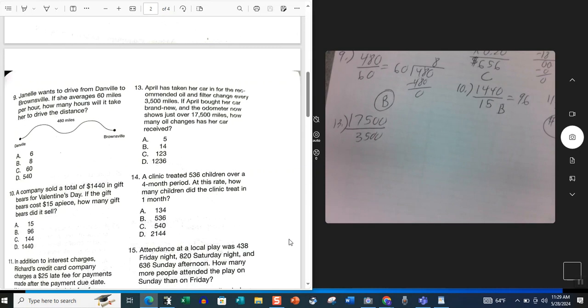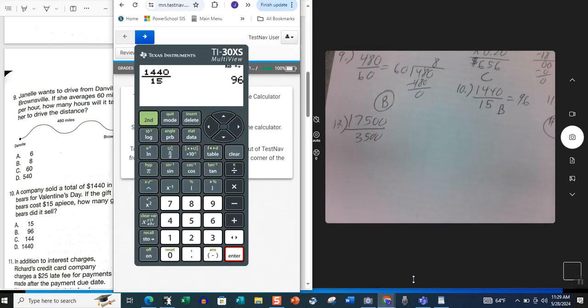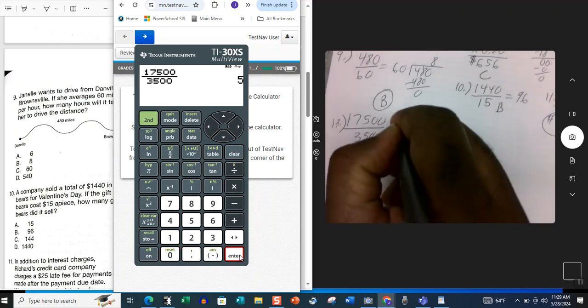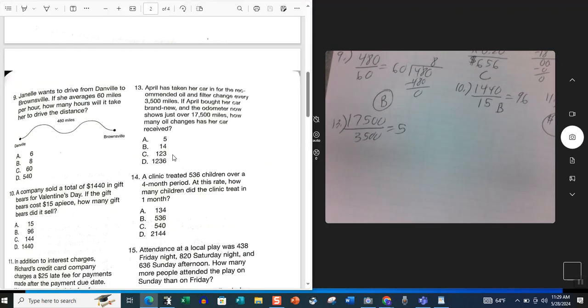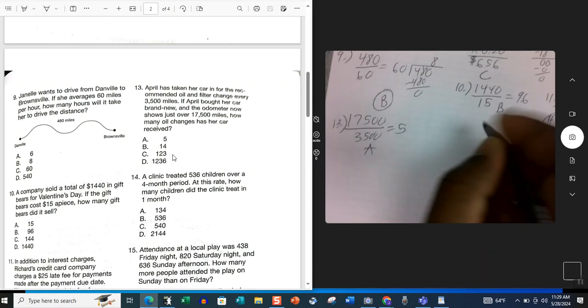Okay, so now we will put that in our calculator. So we have clear, we'll press N over D, 17,500, down arrow, type in 3,500. And we have 5. So it should be 5 total. So since it was 5 total, that would be A.